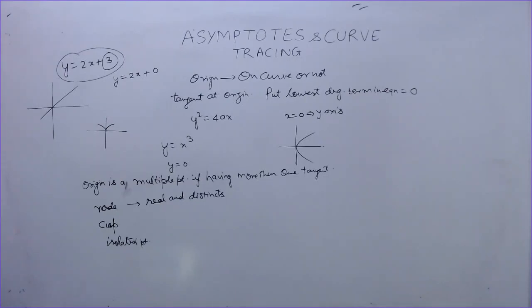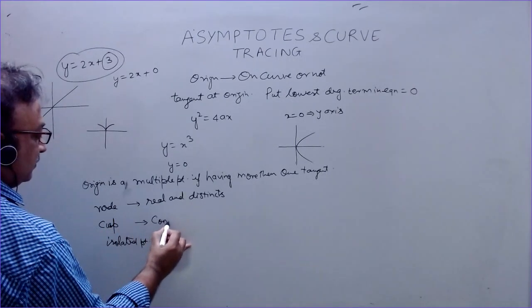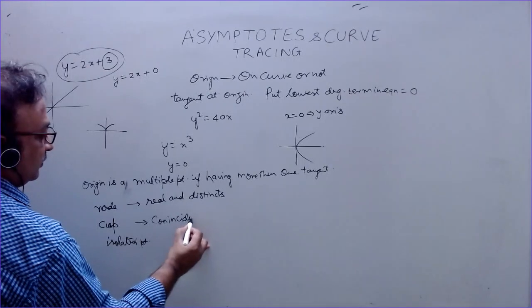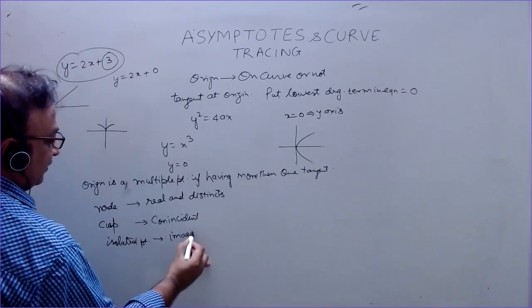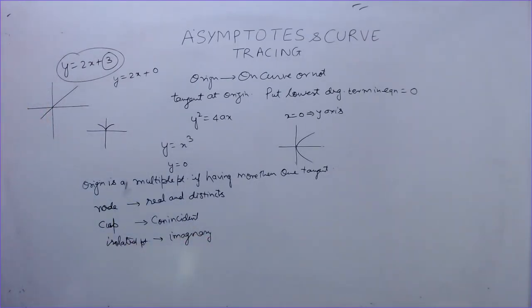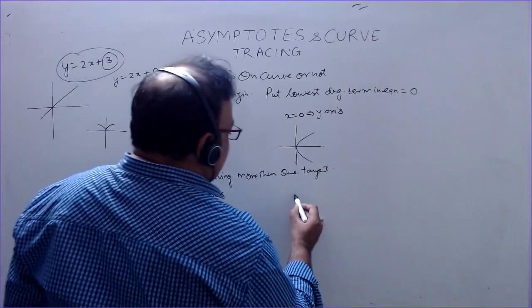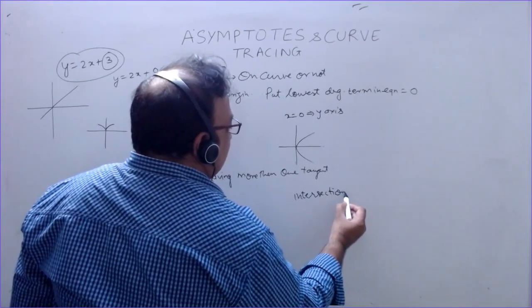And we call it cusp if the tangents are coincident, and if they are imaginary, then isolated point. So you should ascertain first of all the tangent at the origin. Then we have to find intersection. Next step is intersection with axis.